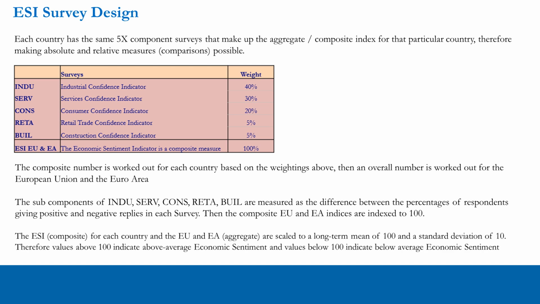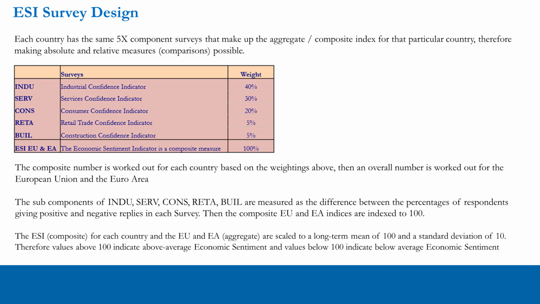Now, the way the data is collected and organized by the European Commission, the sub-components for each country are measured as the difference between the percentages of respondents giving positive and negative replies in each of the surveys. And then the composite EU and Eurozone area indices are indexed to 100. And the ESI composite for each country and the EU and EA aggregates are scaled to a long-term mean of 100 and a standard deviation of 10.